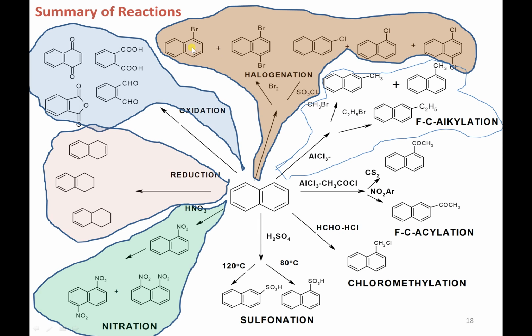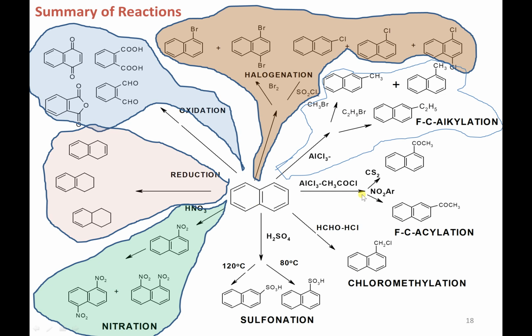Bromine is a little bit more specific, and with an equimolar quantity you will get a monobromo at the alpha position, but with double the quantity you will get 1,4-dibromo. As far as alkylation is concerned, with methyl bromide you get a product mixture of alpha and beta, but with ethyl you will always get beta, which is a little bit unexpected.